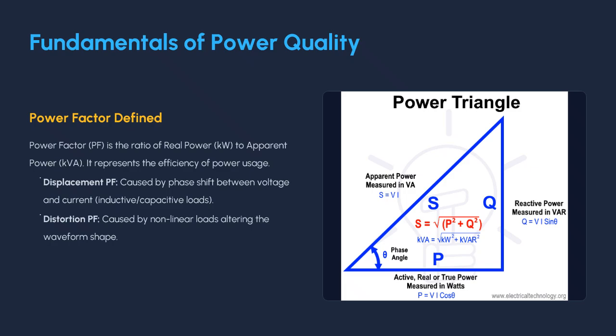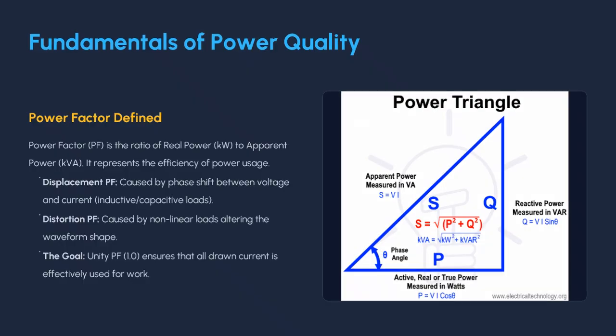inefficiencies. We have two key components of poor PF: displacement PF, which is the traditional phase shift caused by reactive loads like motors, and more critically today, distortion PF, which is caused by the non-sinusoidal waveforms, or dirty power, produced by modern electronics.